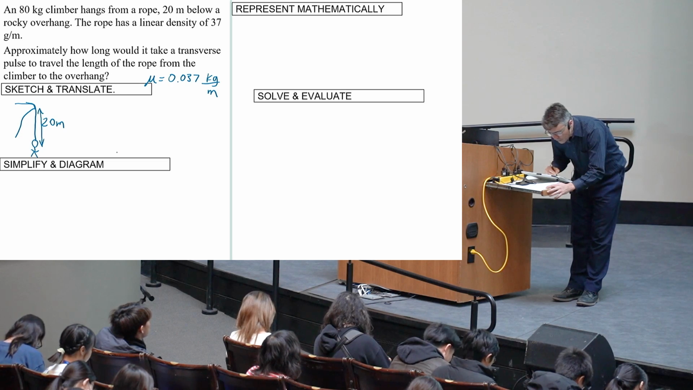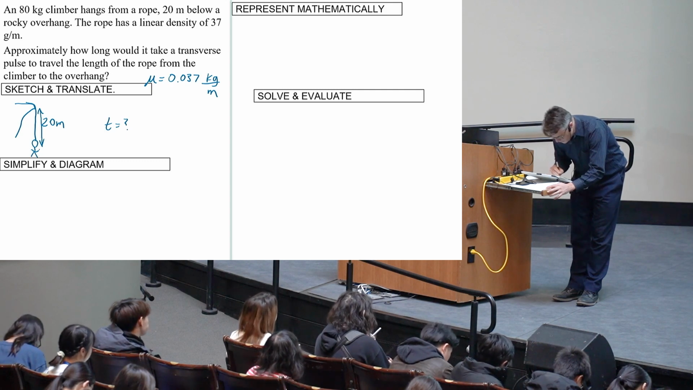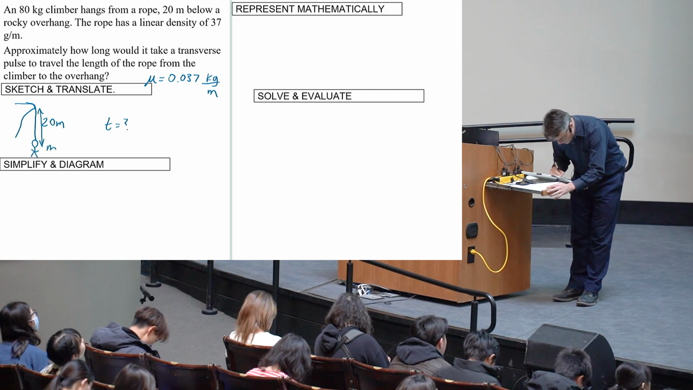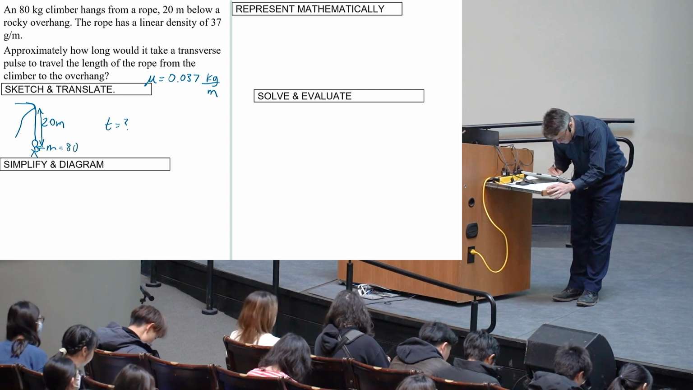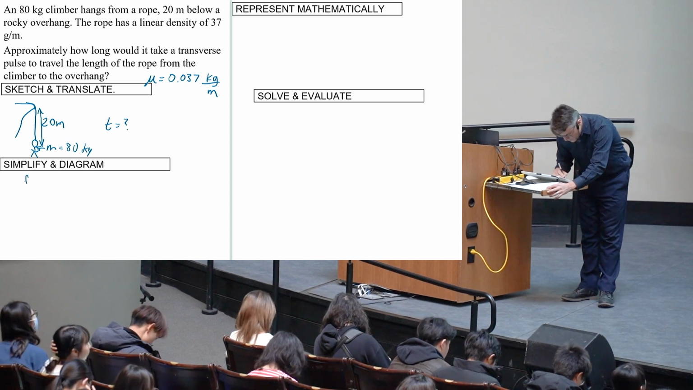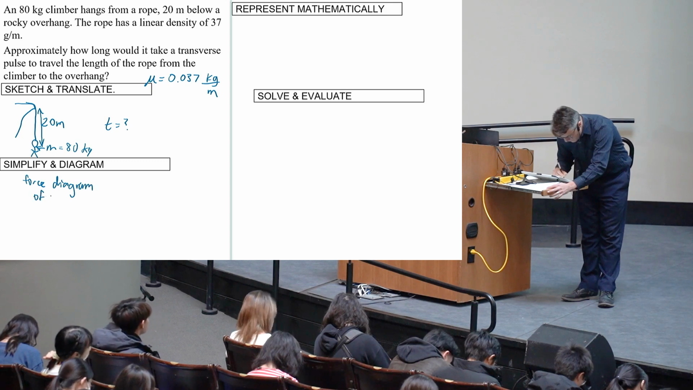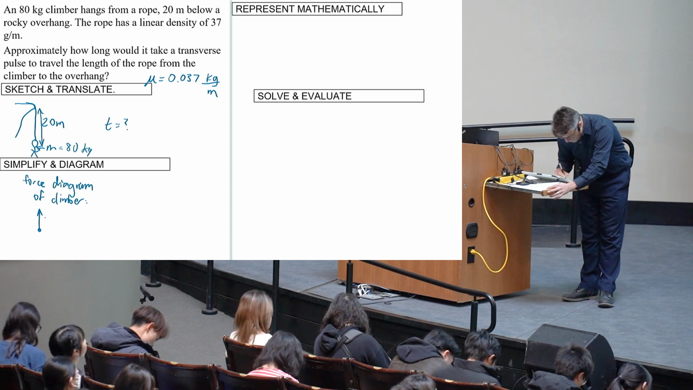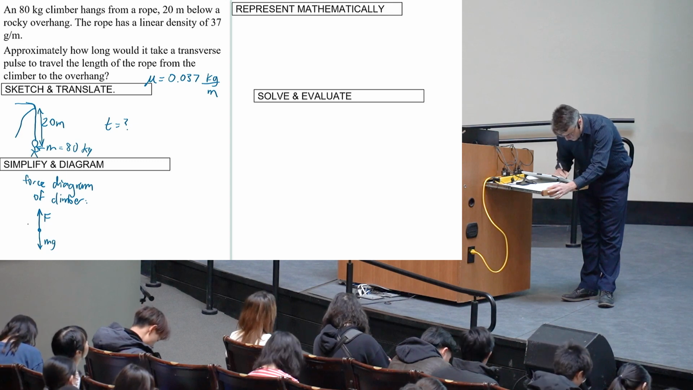And the question is, what's the time? How long would it take a transverse pulse to travel the length of the rope from the climber to the overhang? And it also gives you that the mass of the climber is equal to 80 kilograms. So if you do the force diagram of the climber, there's a tension going up, F, and then there's mg pulling down, and the climber's in equilibrium.